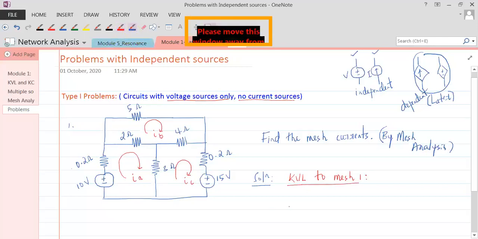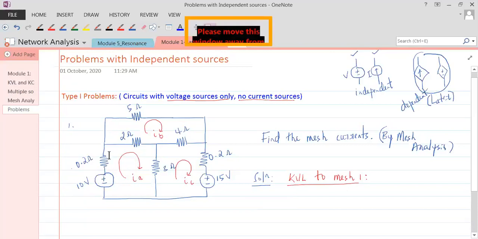Okay. Now, what is that I'm trying to get you? See, this is our mesh 1. So here I'll be moving in clockwise direction. When I'm moving in clockwise direction, I'm coming across the minus sign of this 10 volts, so it is minus 10. Then this is 0.2 ohms. How many currents are flowing through this 0.2 ohms? Only IA is flowing, so 0.2 IA is the voltage across this.